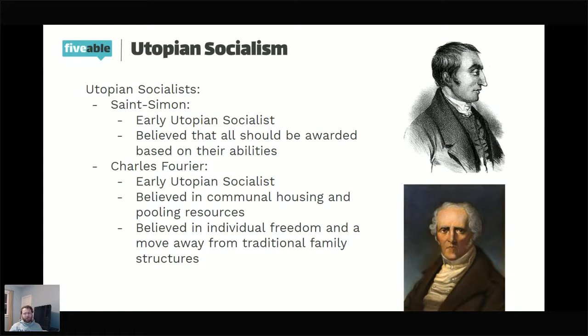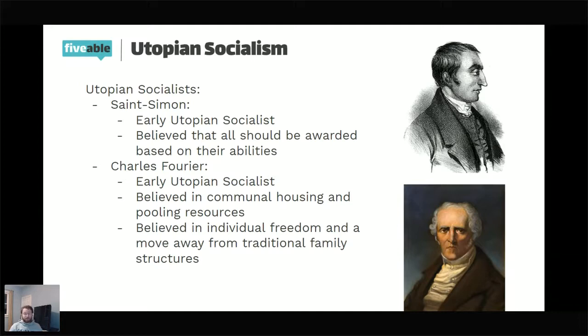And all of this was based around the idea that you would allow a lot of personal freedom within this kind of shared society. And you see, Saint-Simon believed that, Charles Fourier believed that, and we'll look at another person that also believed that. So kind of interesting. Now, Charles Fourier does actually attempt to establish some societies.